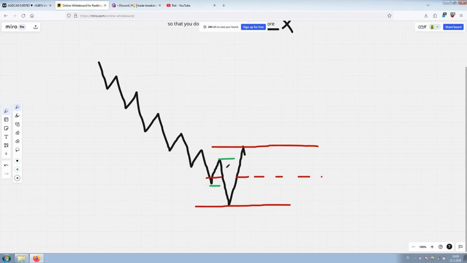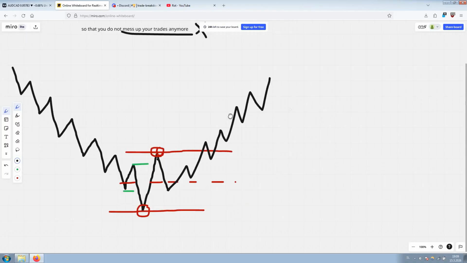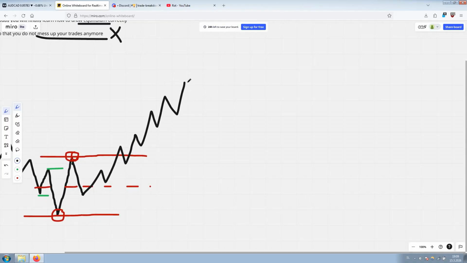Okay, so once we have liquidity sweep and break of structure, we connect the low with the high, and that's basically equilibrium. And then the price, what will it do? It comes into below 0.5 on equilibrium, and it continues higher and higher. We have the same structure also from a bullish to a bearish trend.